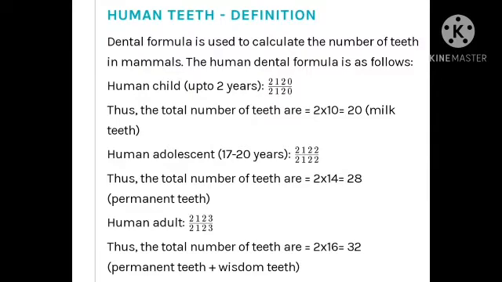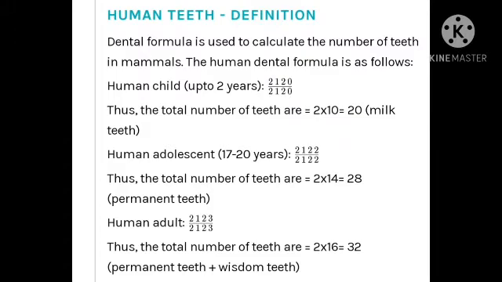So at childhood we have a different human dental formula, that is 2120, that is on either side of each jaw, upper and lower. So we have to double it, so the total becomes 20. In adolescence it is 2122 on the upper jaw, 2122 on the lower jaw, that is on one side, and if you double it for the other side it comes to 28.